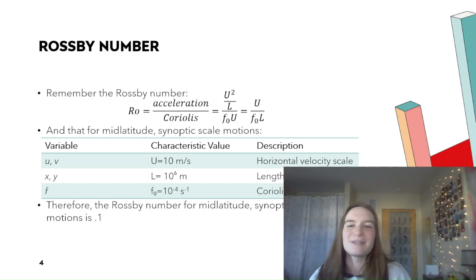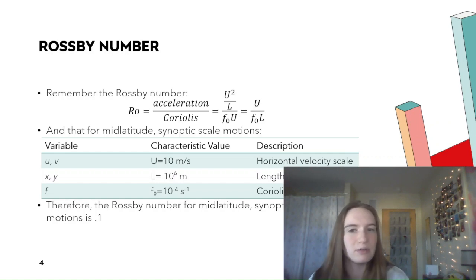All right, so a Rossby number. Let's remember Rossby number. That's acceleration over our Coriolis. So acceleration is our U squared value, or our horizontal velocity scale, over our length scale. And then that's over Coriolis, which is our f naught times our horizontal velocity scale, which simplifies to U over f naught times L. For our synoptic scale motions, we agreed that U is about 10 meters per second.